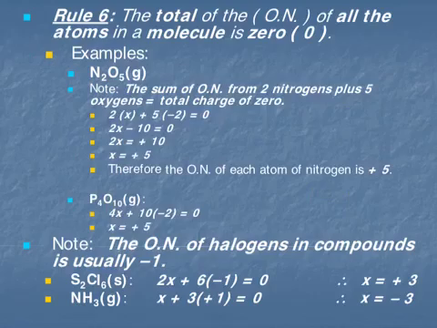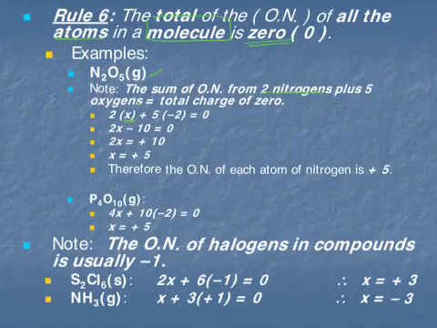Our sixth rule, and probably our most important rule, is that the total of the oxidation numbers of all the atoms in a neutral molecule is 0. So for example, let's look at dinitrogen pentoxide, N2O5. We know that the sum of all the oxidation numbers from the 2 nitrogen atoms and the 5 oxygen atoms must be equal to 0. Well, earlier we said the oxidation number for oxygen is always going to be minus 2. But we don't know the oxidation number for nitrogen just yet.